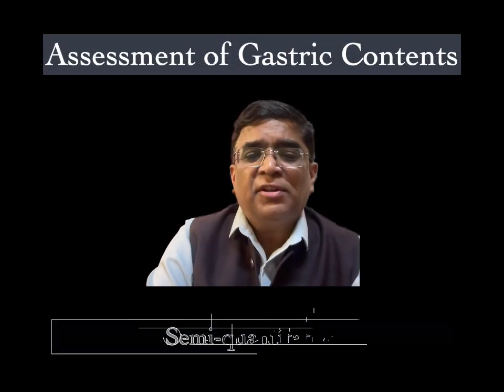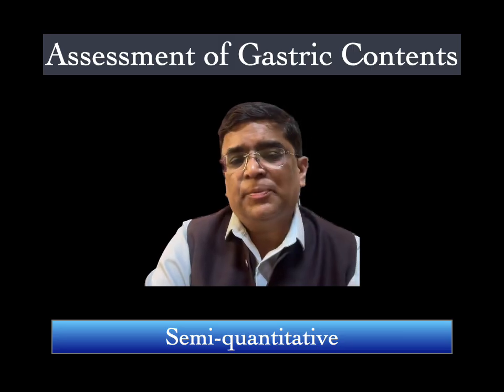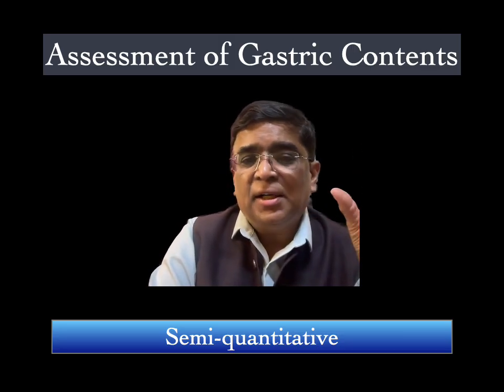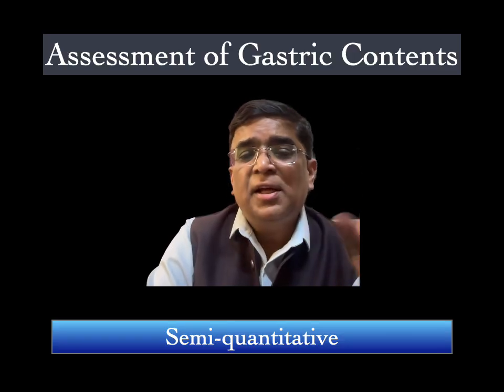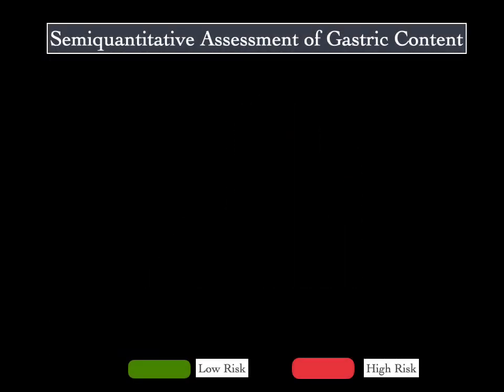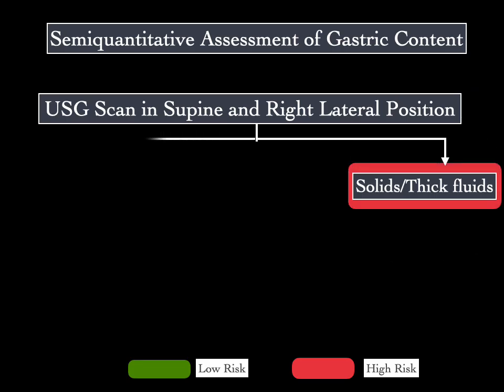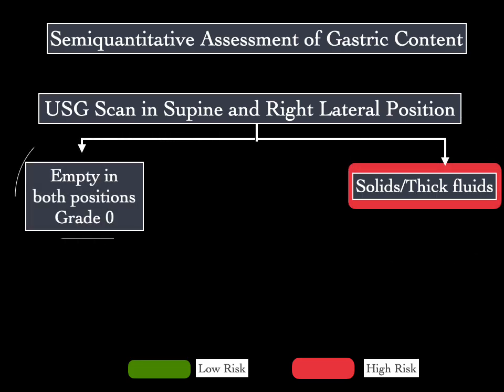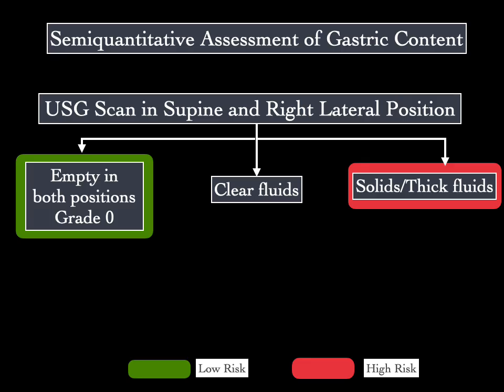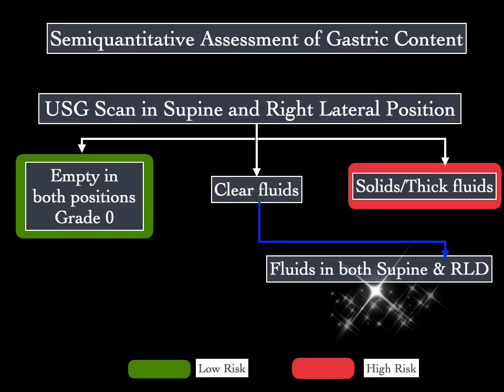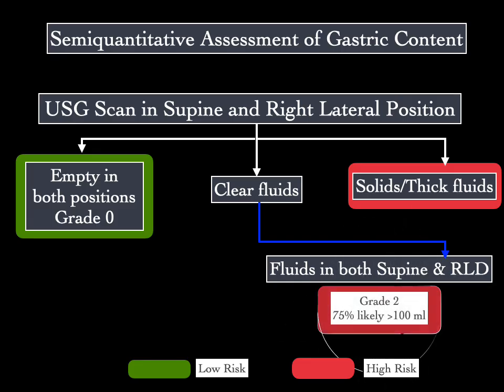The next kind of assessment is known as semi-quantitative assessment. Here we are not looking at the character, we are looking more at the quantity in supine and right lateral positions. The assessment has to be done in two positions. If solids or thick fluids are there at any point of time, the risk is high and it is not safe to proceed. But if you find it is empty in the supine position, turn them to right lateral and see if the clear fluid is there only in the right lateral or in both supine and right lateral.